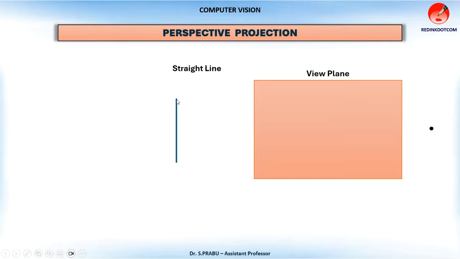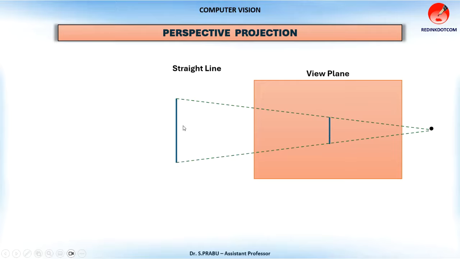From this first edge, I can draw the projector line towards the view plane to reach the center of projection. In the same way, I can draw another projector line from the second edge point. After finding the intersection point, I can redraw the line. Here the output line is somewhat smaller than the original line.